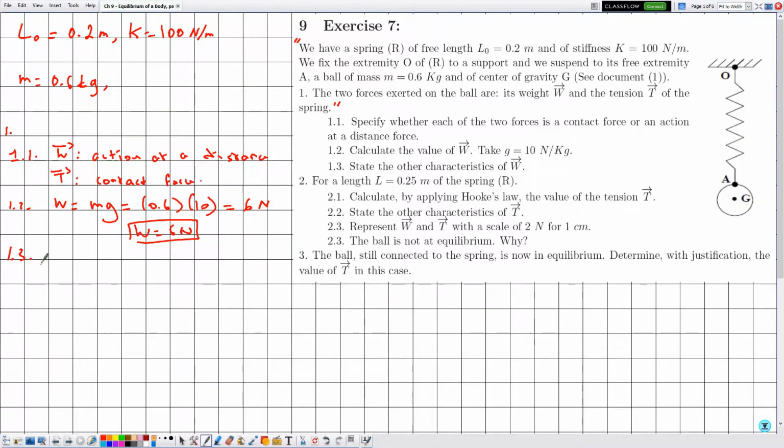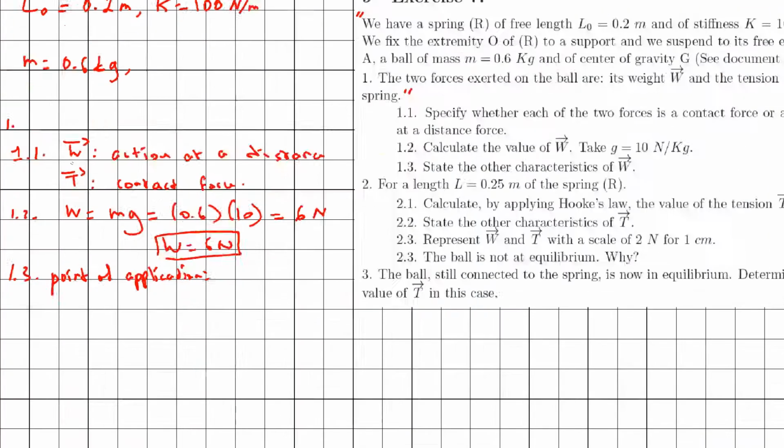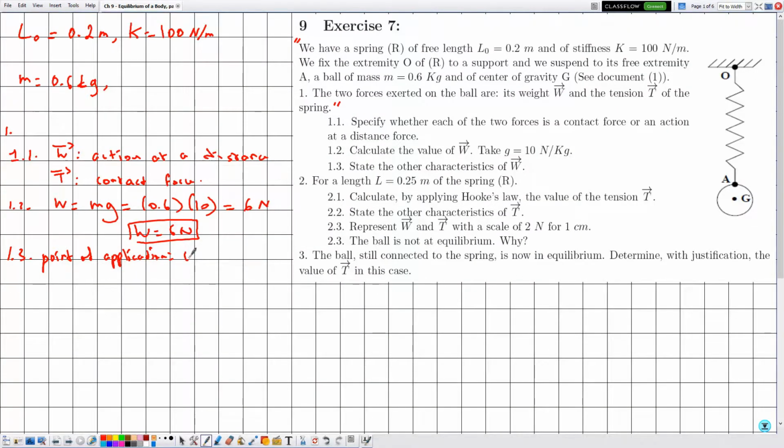Then we need to list them in order, so let's start by the point of application. And because W is being classified as an action at a distance, then the point of application will be the center of gravity G. And we know that always the weight acts vertically downward. So the line of action is vertical and the direction is downward. So this is it for number 1.